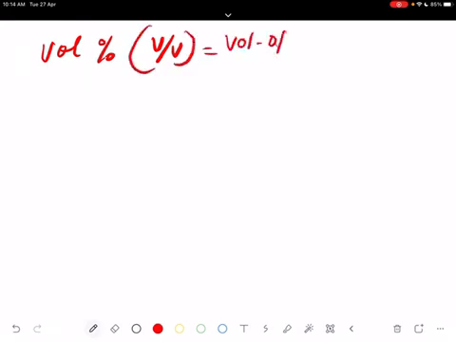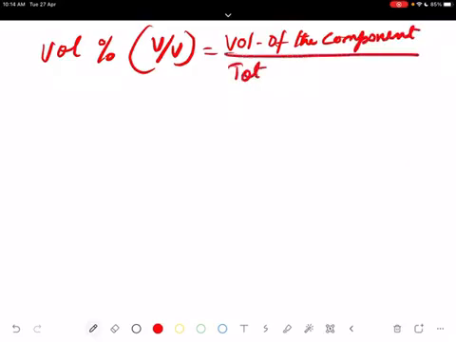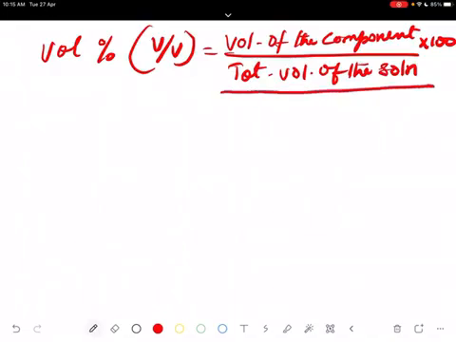Next is volume percent. Volume percent, that is V/V. That is the volume of the component upon the total volume of the solution into 100. Volume percent is not of much use for us. For us, mainly mass percent. So volume of the component upon total volume of the solution into 100.